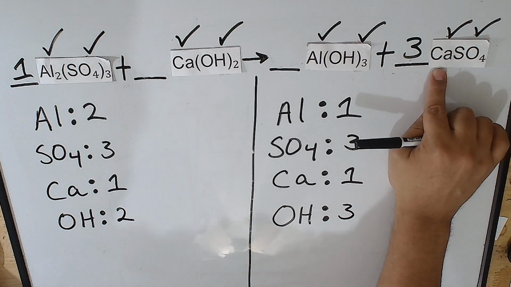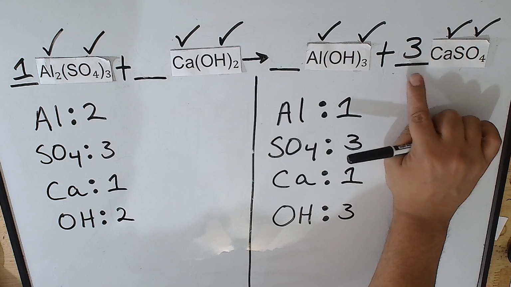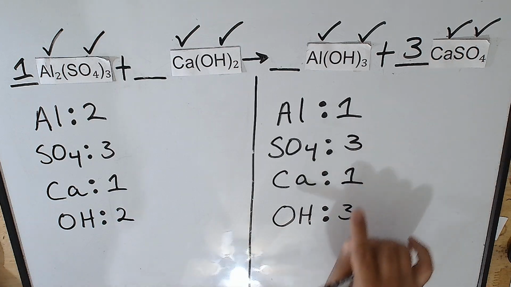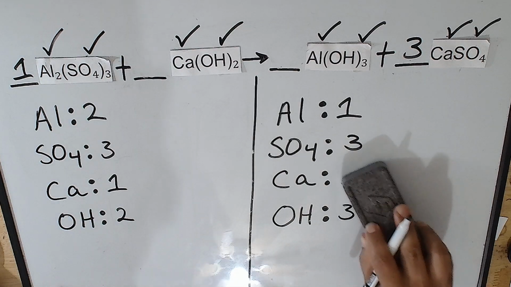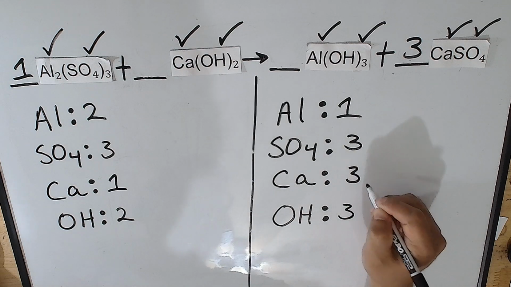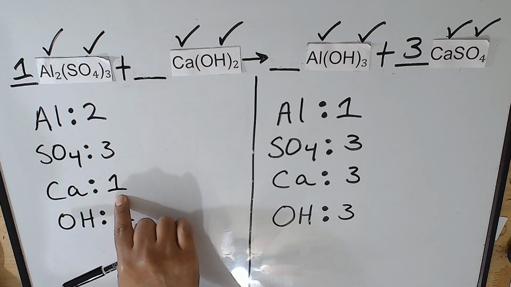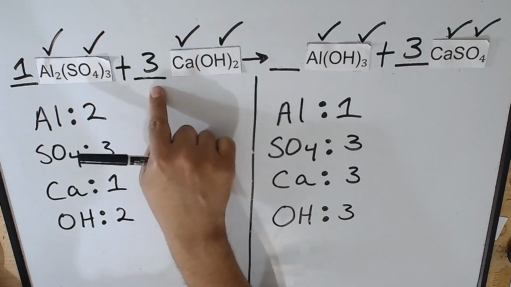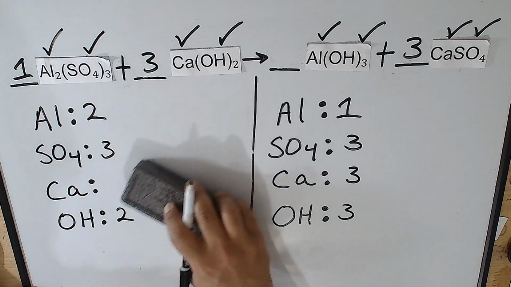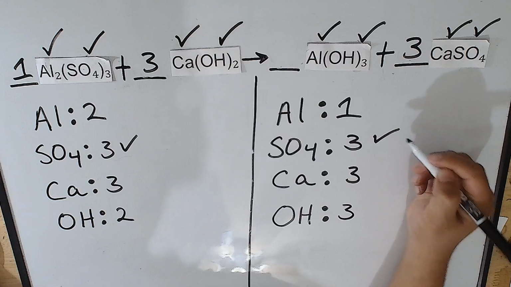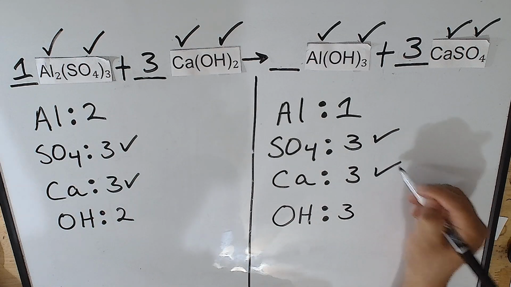Next, I'm going to continue with this because this 3 is going to make a change for the calciums. So I have 3 calciums. So therefore, when I come to the reactant side, I need to have 3 calciums. And the way that I change this to a 3 is by writing a coefficient of 3 here. By the way, we have balanced the sulfates. We have balanced the calciums.